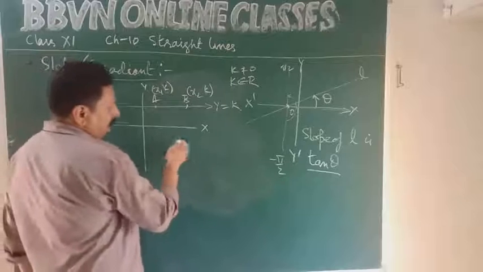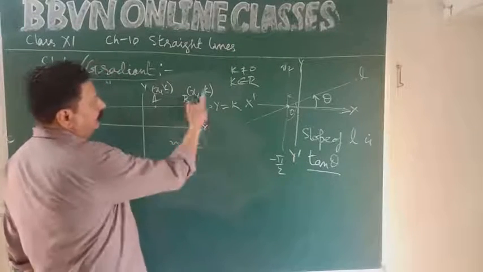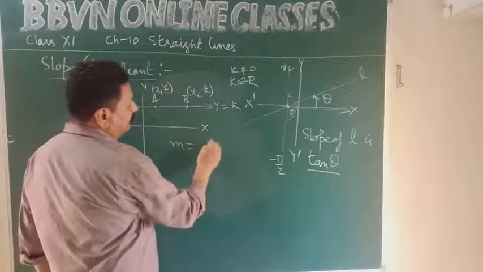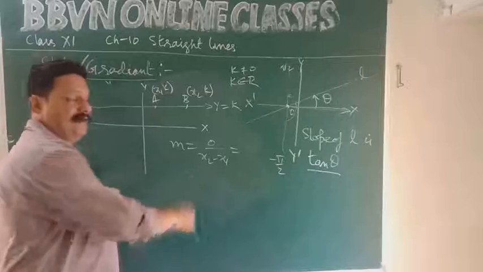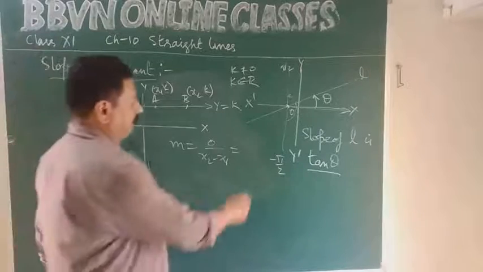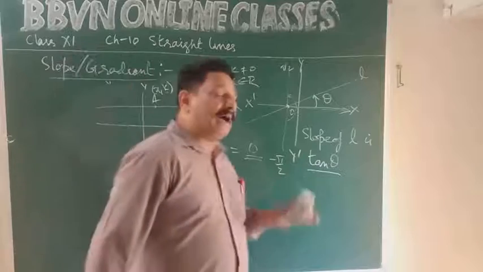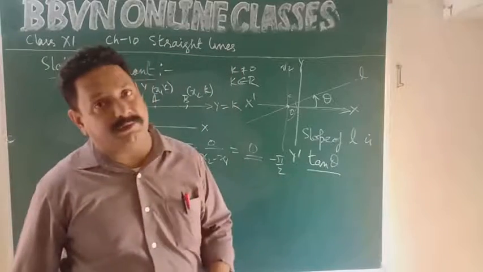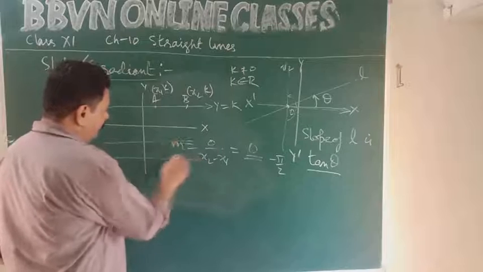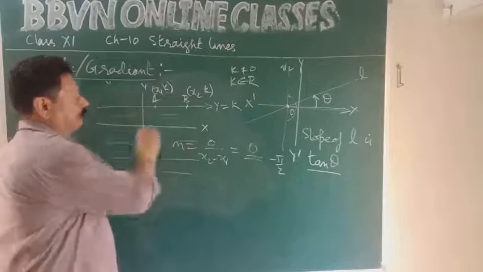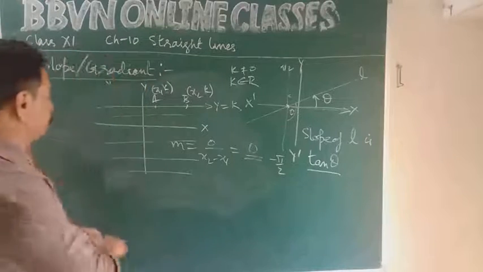Now according to the formula that we have derived, slope m is equal to y2 minus y1, k minus k, 0, upon x2 minus x1. 0 divided by a non-zero number is always equal to 0. So the slope of a line which is parallel to the x-axis is always 0, no matter what the line is. It can pass through the negative y-axis or the positive y-axis. The slope of that line will always be 0.